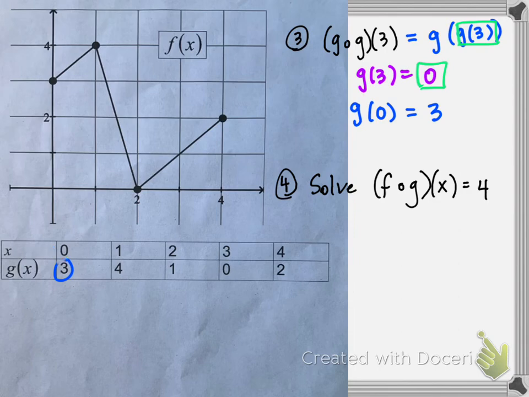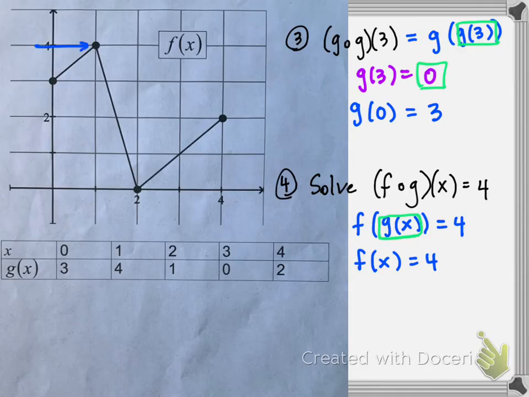Now, last but not least, you might be asked to solve. Solve means you're going to work backwards. You might get notation that says f of g of x. Remember, that really is saying that you have f parentheses g of x is equal to 4. So in order to solve this, we have to figure out what x value in the f function gave a y value of 4. So we're really being asked this question. What x value in the f function gave a y value of 4? Well, if you go to the graph, when y is 4, you'll see the x value provided is 1, which means f of 1 is 4.